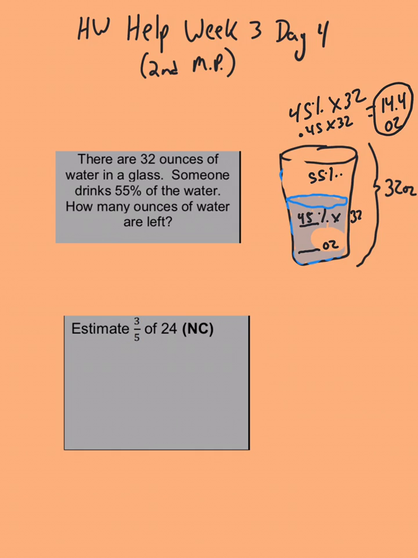Now for the second one, we'll go a little bit quicker. It says estimate 3/5 of 24. Now remember, we want to change this 24 so that it is compatible with the 5. That means it divides evenly by 5. So the closest number to 24 that 5 goes into is 25. So what we're going to do is 3/5 times 25. Remember, this is no calculator. And remember this trick. You take 25 and you divide it into fifths. So you divide by 5, and whatever you get, you have to multiply by 3 because you have 3/5. So 25 divided by 5 is 5. 5 times 3 is 15. So this would be our best estimate.